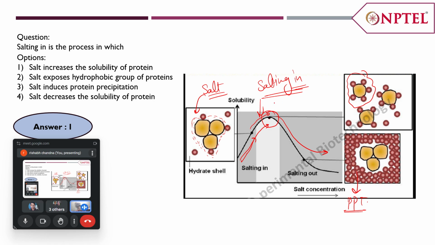So salting in is basically dissolving or increasing the solubility of the protein, and salting out leads to a decrease in solubility of the protein based upon the salt concentration. Okay, so any doubts in this question? Okay, then let's move on to the next question.